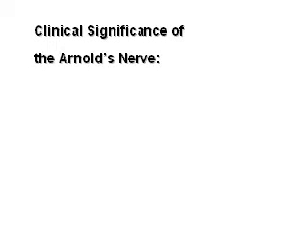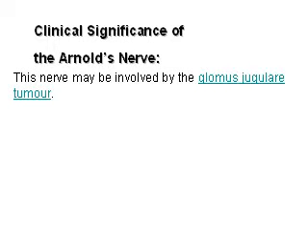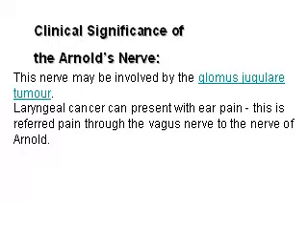What is the clinical significance of the Arnold's nerve? This nerve may be involved by the glomus jugulare tumor. Laryngeal cancer can present with ear pain. This is referred pain through the vagus nerve to the nerve of Arnold, or the auricular branch of vagus.